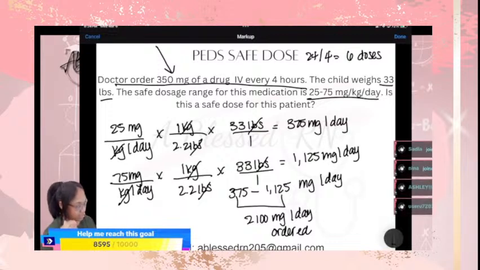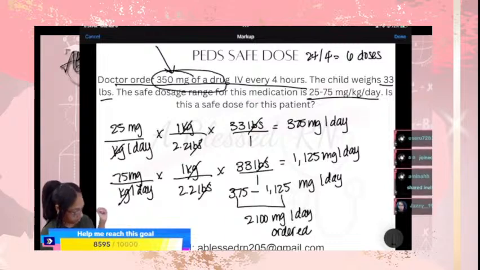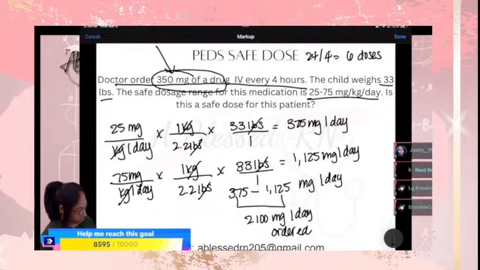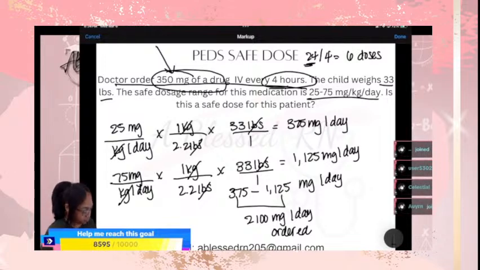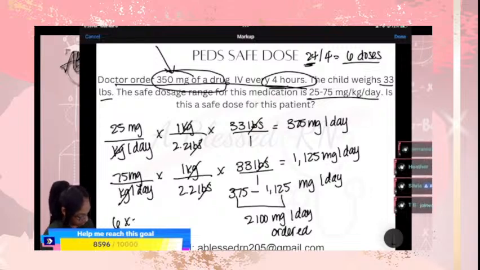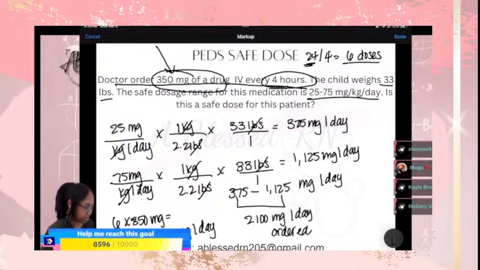Okay, so how did I get 2,100? So listen, this right here is what's ordered, right? That's 1 dose. It says it wants us to give 1 dose of 350 milligrams every 4 hours. We know that there are 24 hours in a day. So if you divide 24 by 4, that's going to be 6 times that we have to give that 350 milligrams. So you would do 6 times 350 milligrams, which would equal 2,100 milligrams in the entire day. All right, so that's how you get 2,100.